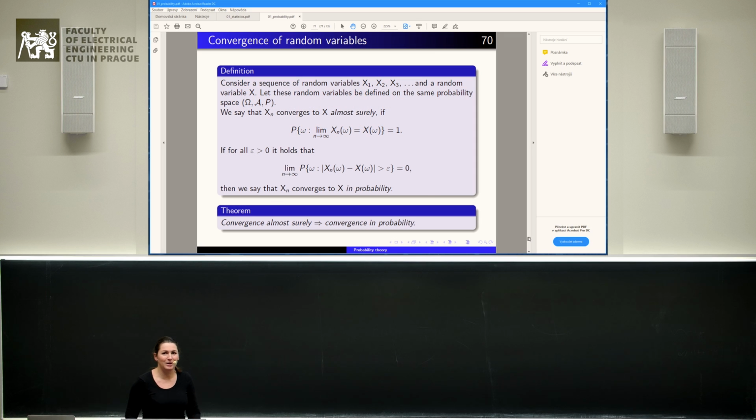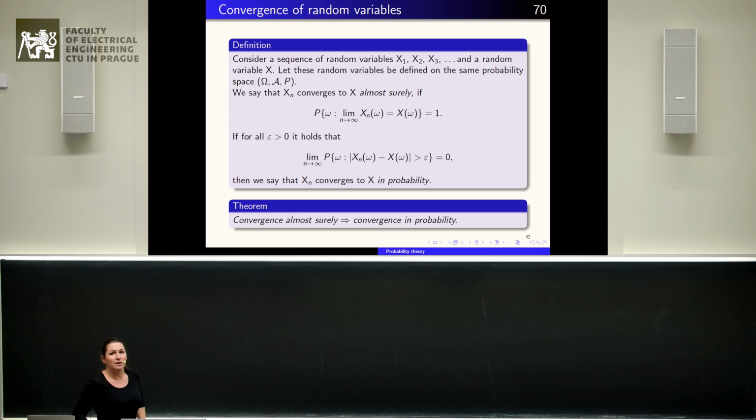Dear students, we are about to finish the probability part of this lecture. And the last topic from the theory of probability is the central limit theorem. The central limit theorem is the theorem about convergence of sum of random variables. And before I start with this topic, I would like to tell you something about the convergence of random variables.